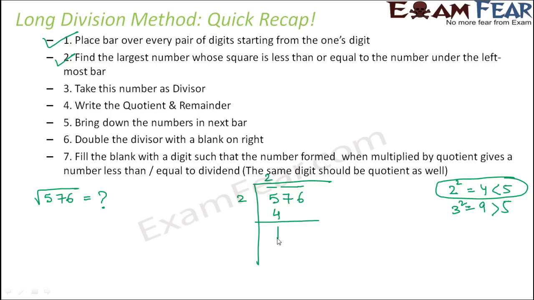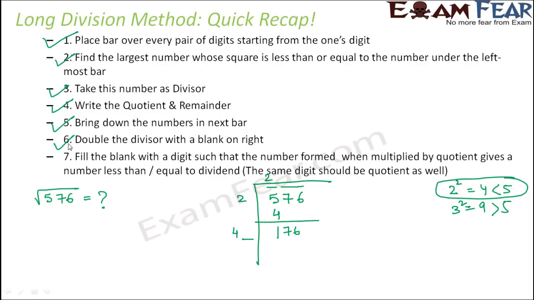So what is the remainder? It would be 1. Let's bring down. So we have taken this as the divisor. We wrote the quotient and remainder. Now fifth step is bring down the numbers in the next bar. So the numbers in the next bar are 7 and 6. Double the divisor with a blank on right. So this was our divisor 2. So this time we will double it, make it 4 and keep a blank after it.